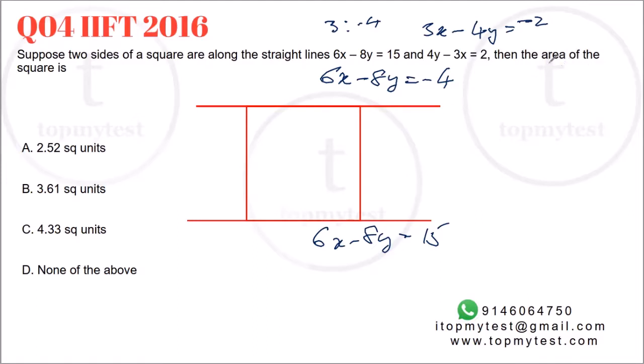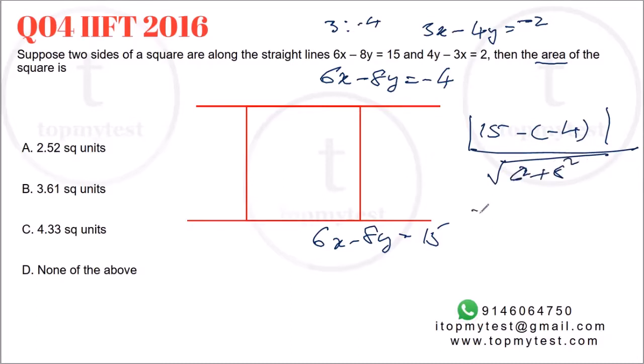What do we need? We need to find the area of the square. To find the area of the square, we need the side. Side is basically the distance between these two parallel lines. Apply the relation directly. 15 minus minus 4 modulus divided by square root of 6 square plus 8 square. 15 minus minus 4 is 19 divided by 10. So that's 1.9. That is the side. Area will be side square. Option B. Straightforward, job done.